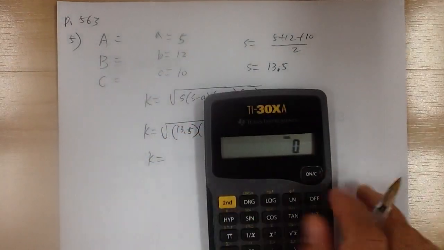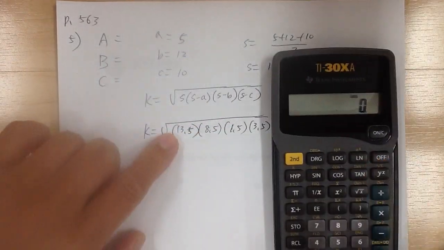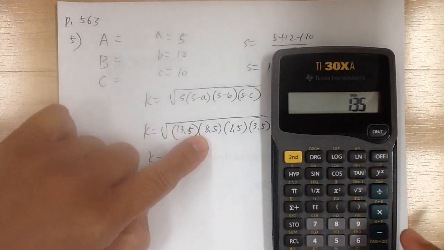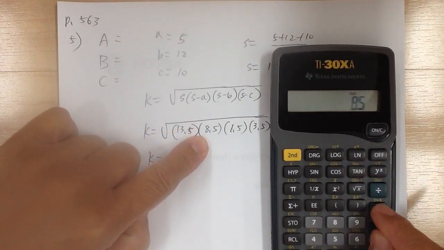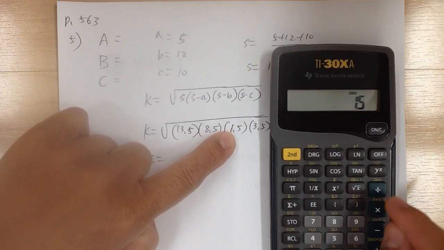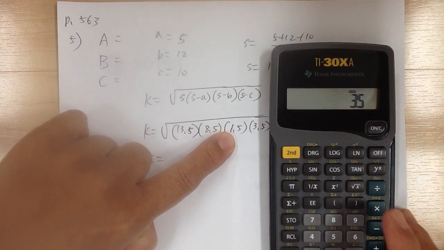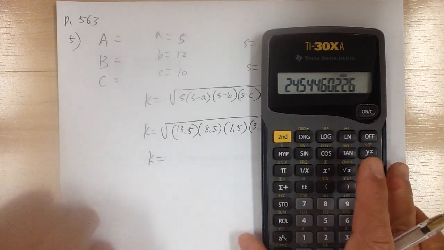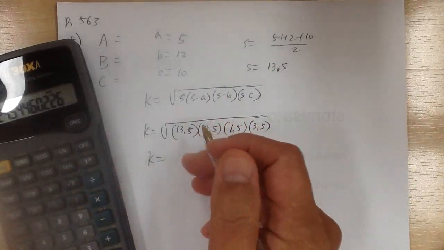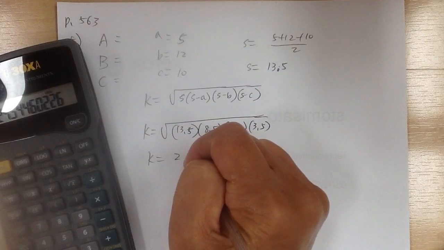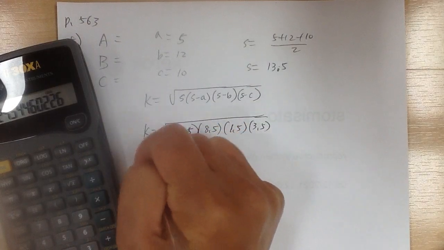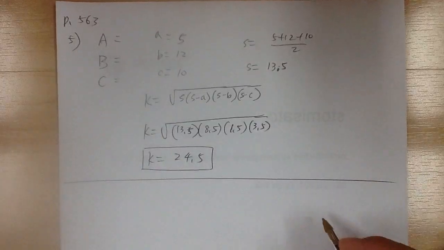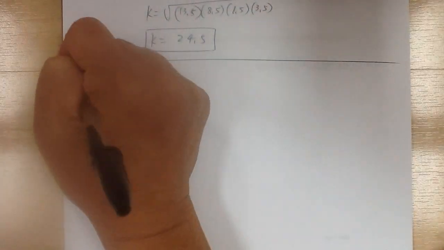So when you use calculator, just going to multiply. So 13.5 times 8.5 times 1.5 times 3.5. And make sure you push equal, then you take the square root. And you round to 3 significant digits, so it would be 24.5. Okay, number 7.